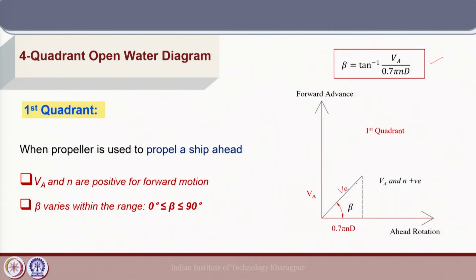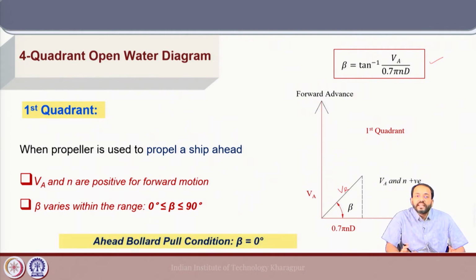So, Vr will be along this line, and this is the case for forward advance and ahead motion. In this particular case, the Bollard pool condition is indicated by beta equal to 0, because Va will be 0. If Va equals 0, then beta will also be equal to 0 degrees. So, this is the condition for ahead Bollard pool. That means the velocity of advance is 0, which is the original J equal to 0 for the open water diagram that we have seen. Here it will correspond to beta equal to 0.